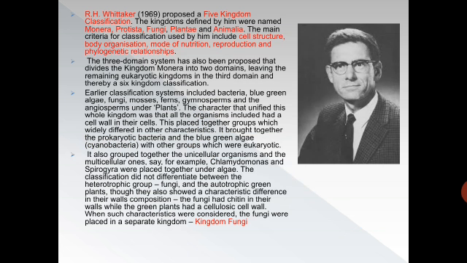It also grouped together the unicellular organisms and the multicellular ones, say for example Chlamydomonas and Spirogyra, were placed together under algae. The classification did not differentiate between the heterotrophic group fungi and the autotrophic green plants, though they also showed a characteristic difference in their wall composition. The fungi had chitin in their walls, while the green plants had a cellulosic cell wall. When such characteristics were considered, the fungi were placed in a separate kingdom, that is kingdom fungi or kingdom Mycota.